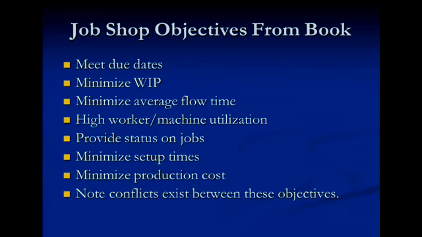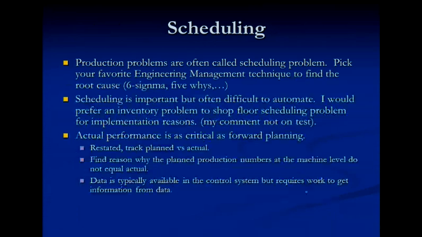So the objectives of scheduling from the book is to minimize work in process, minimize average flow time, maintain high worker and machine utilization, provide status on jobs, minimize setup time, minimize production cost. And often these objectives conflict. So I'm going to pause for a second and then continue with Part B in a moment.